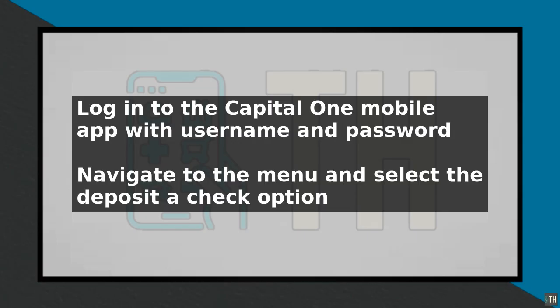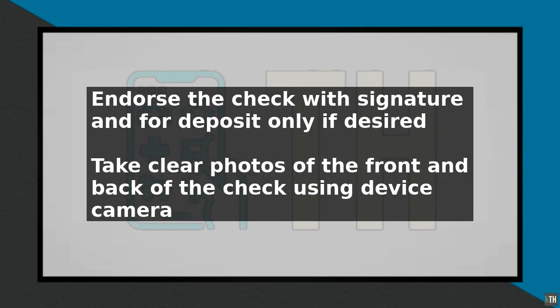Now, go back to the Capital One mobile app and select the account where you want to deposit the check. Choose the type of check you are depositing, such as a personal check or a business check, and enter the check amount. Take a clear photo of the front and back of the check using your device's camera, making sure all four corners of the check are visible and the check is properly lit.